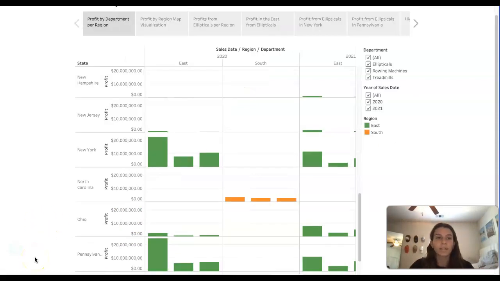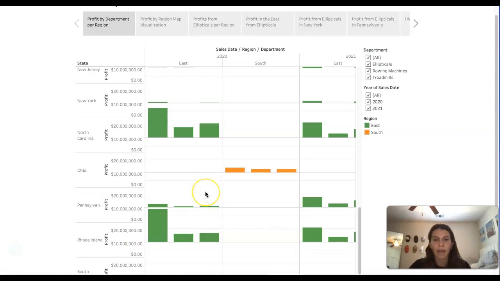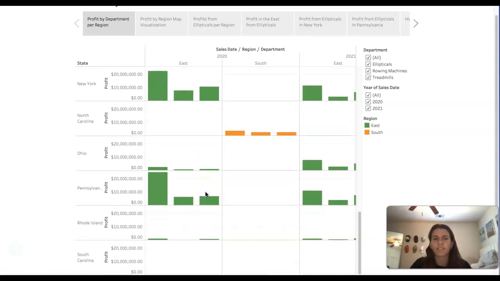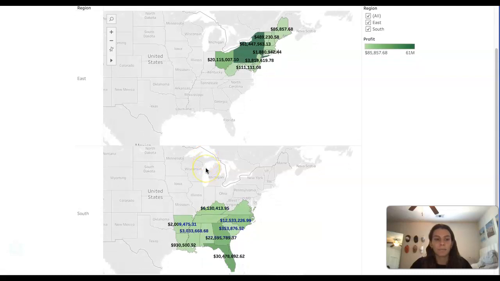Next is my story. This is profit by department per region. This is, again, the first slide we had. It's just a broad visualization, like a generalization of all of the data. Makes it easier to look at than just the one spreadsheet. Next is this map comparing the two regions.